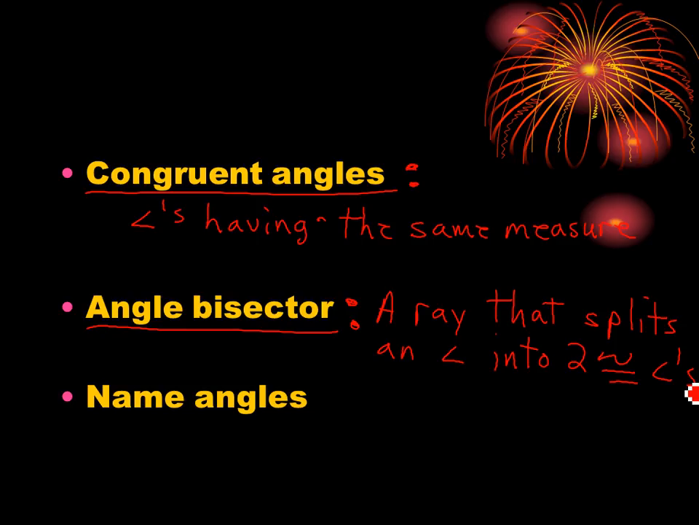What do you think a segment bisector is? All right, so it's anything, it could be a point, for a segment, that splits that segment into two congruent segments.